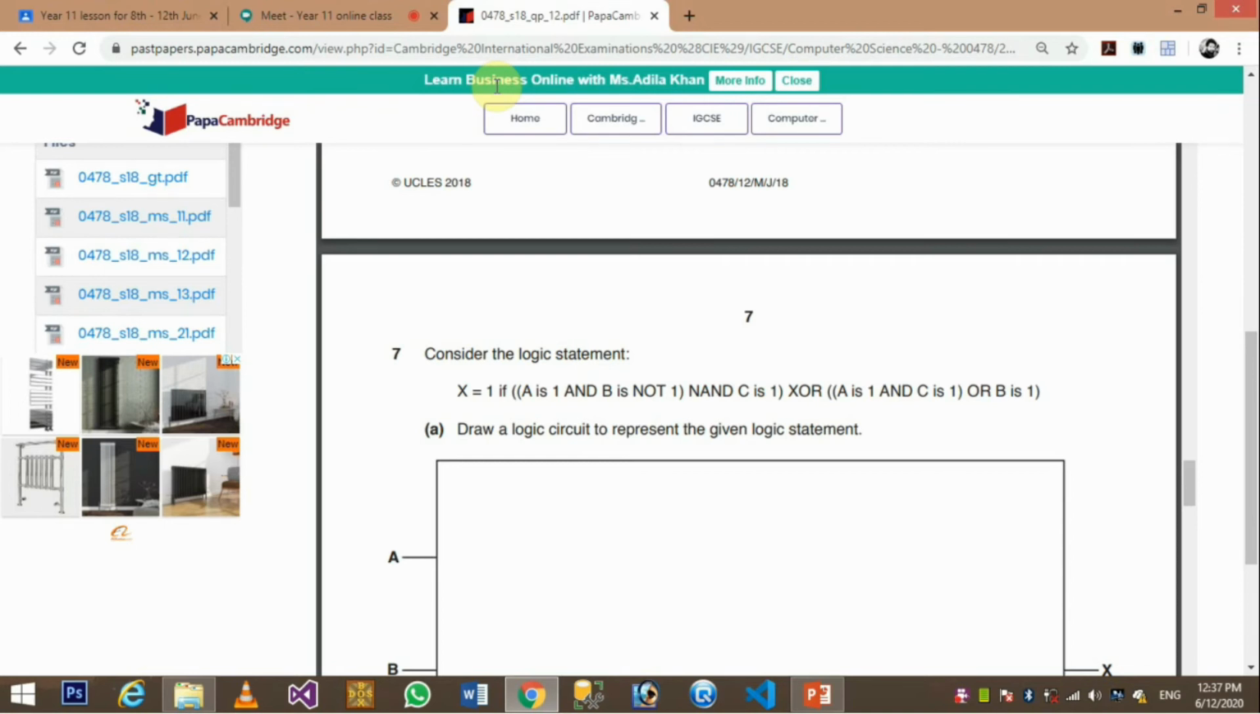That is: X is equal to 1 if A is 1 and B is not 1, NAND C is 1, and we have XOR over here.